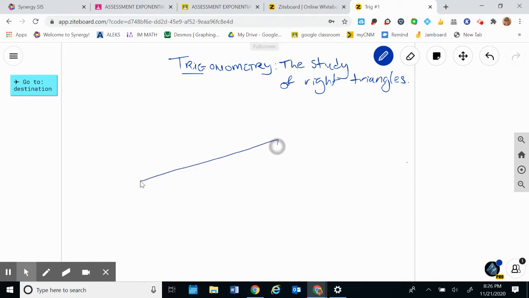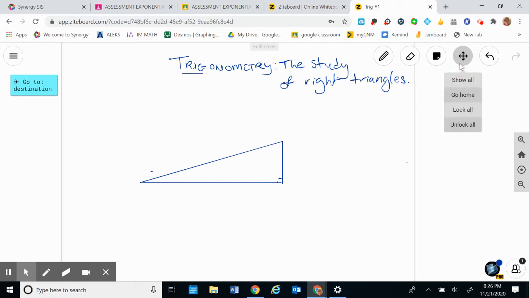I'm going to give you a 30, 60, 90 triangle. Whoa. I'm going to try to give you a 30, 60, 90 triangle there. I did not know that would happen. Let's try this again. Okay, let's try to do a 30, 60, 90. Okay, that's about a 30. And then we're going to go down here. So let's say this is a right triangle, and I'm going to go ahead and lock it all down.